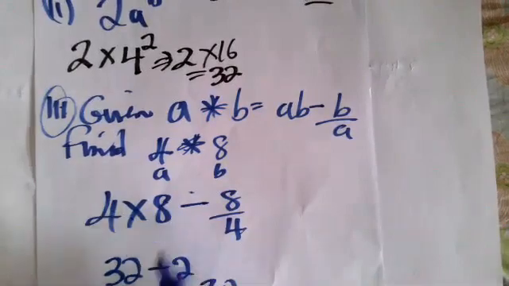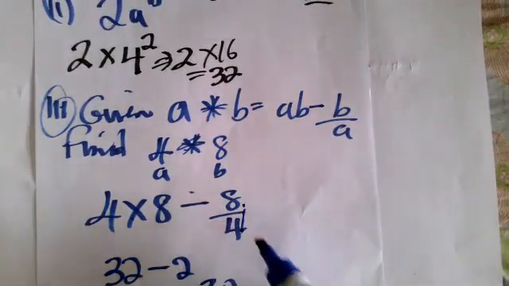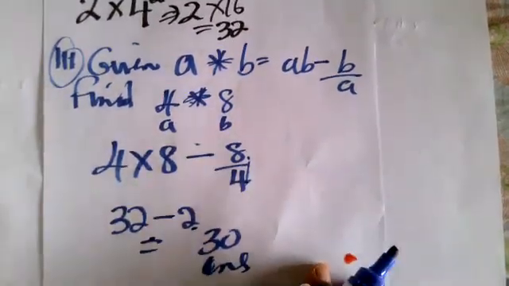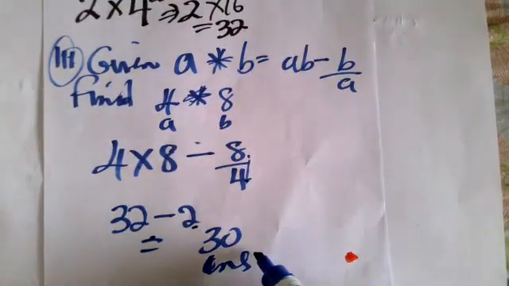All right, so it's 4 times 8 is 32. 8 divided by 4, that gives us 2. And 32, take away 2 is equal to 30.